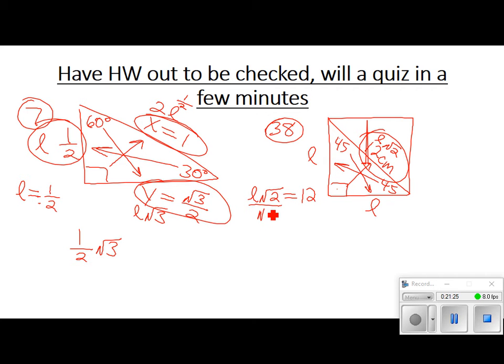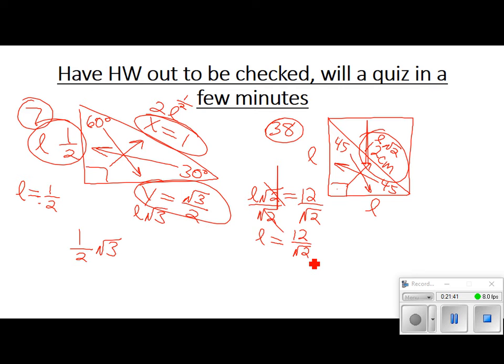Divide by the square root of 2. Remember, you guys made this easy the other day when we were covering it. So don't make it harder now just because you had a couple days to forget all about geometry. Get rid of those. You're left with L equals 12 over the square root of 2.